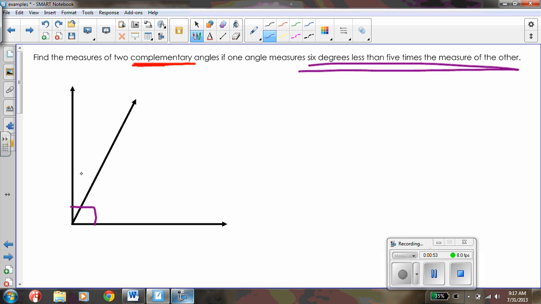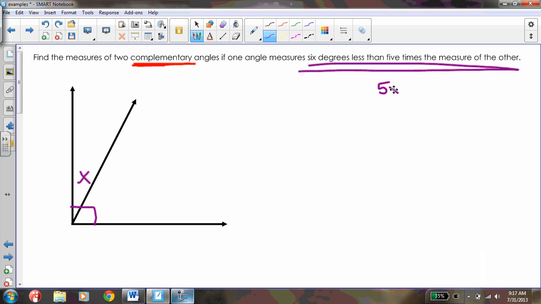That means that one of my angles has to be x. 6 degrees less than 5 times the measure of the other means that I take 5 times angle x, and I'm going to subtract 6 from it. Now that I have this picture, I can create an equation.